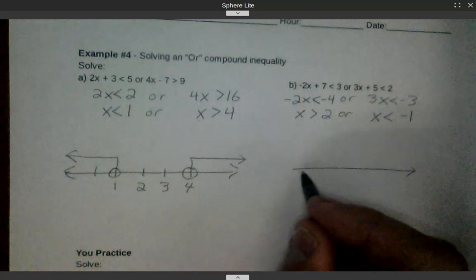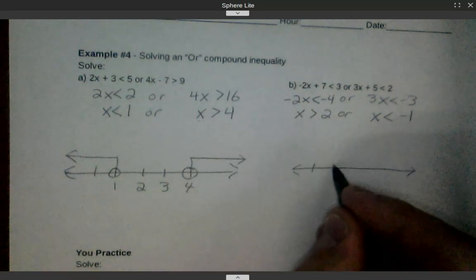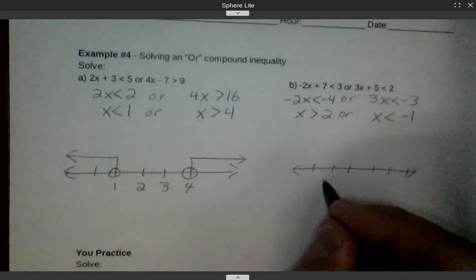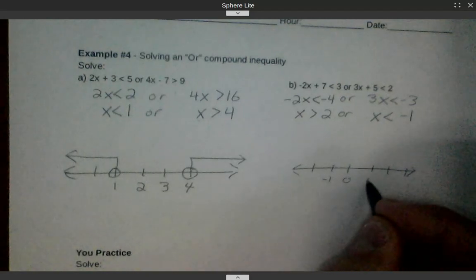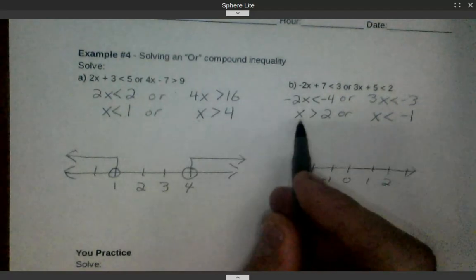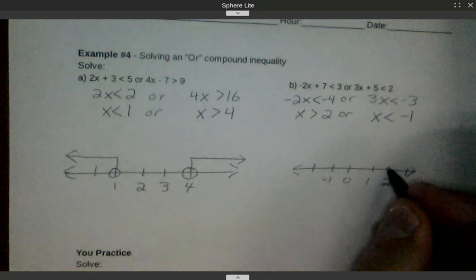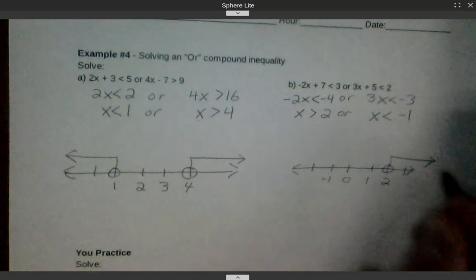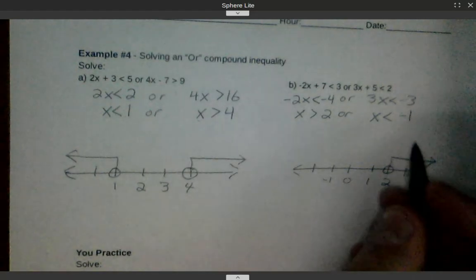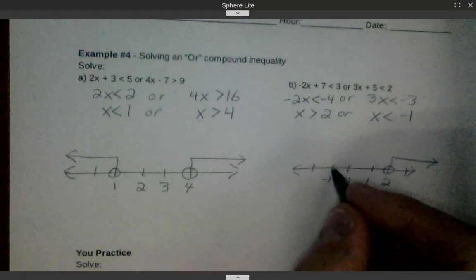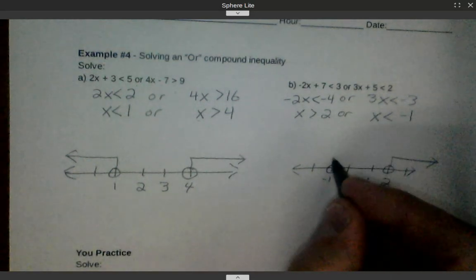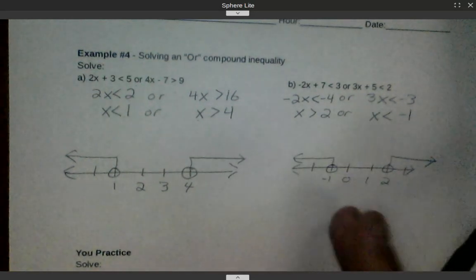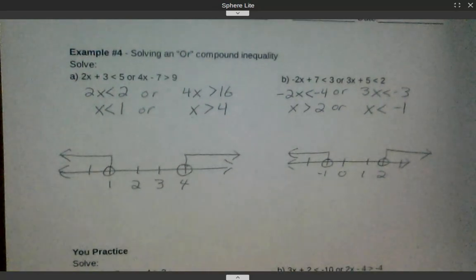And I'm going to divide by 3. Now, with my OR statement, I'm going to plot these. So negative 1, 0, 1, and 2. X is greater than 2. I know that's an open dot, and I'm looking for the numbers that are greater than 2, which is to the right. This is x is less than negative 1, so I go to negative 1. It's an open dot, and I'm looking for all the numbers that are less than negative 1. And again, since this is an OR statement, the graphs go away from each other.